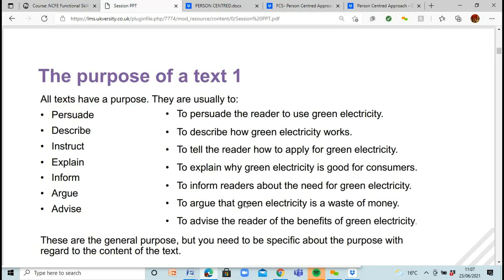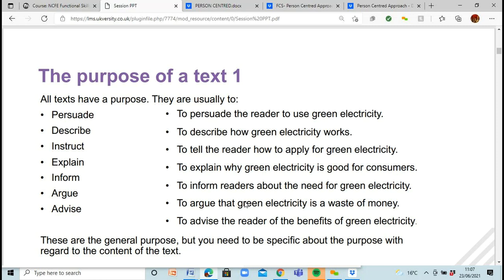Now, when we're looking at text, we're looking at the purpose of these texts. All texts have a purpose. So when there's a text that is there to persuade, it's there to persuade the users to do a particular thing or to get them to join in with something in particular. So if it's to say that we're going to have a rubbish picking event, they'll be doing a text to persuade you to join in.